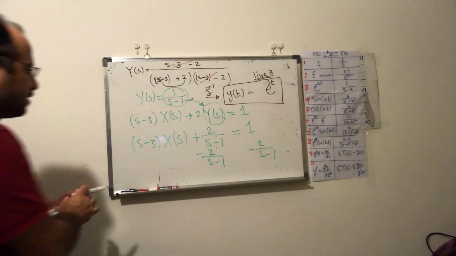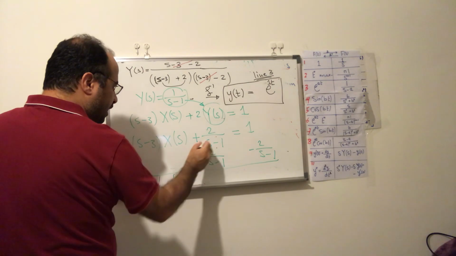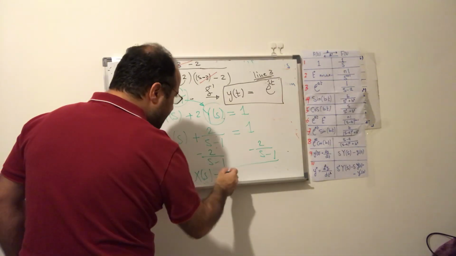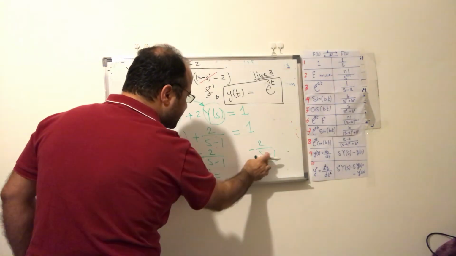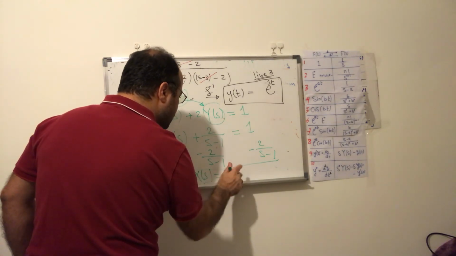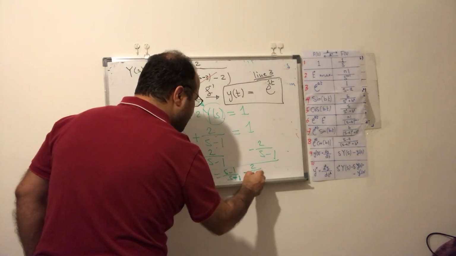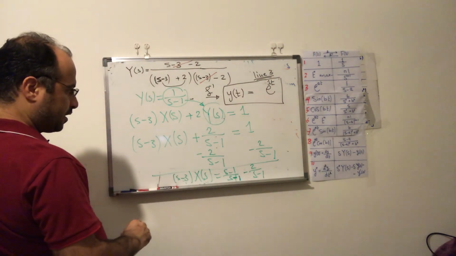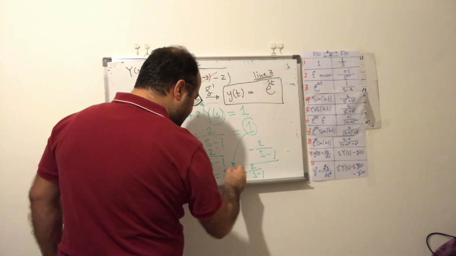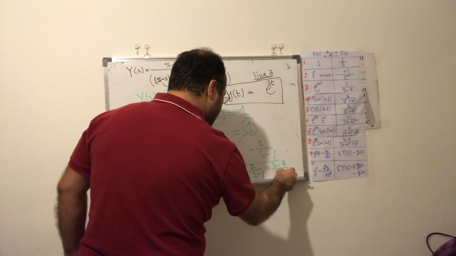Then the next step: what you are getting is s minus 3 times big x of s equal to this thing, the 1. I can consider the 1 as s minus 1 over s minus 1, minus 2 over s minus 1, right? Then in this case, you're going to have s minus 3 over s minus 1, right?